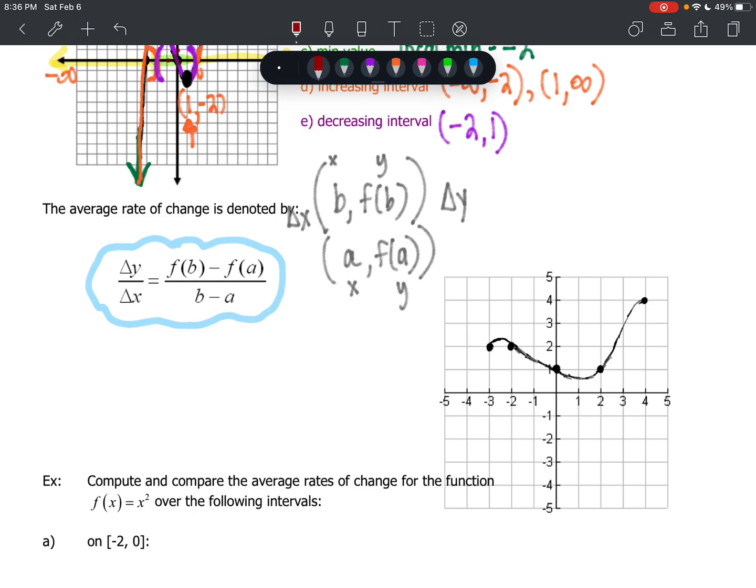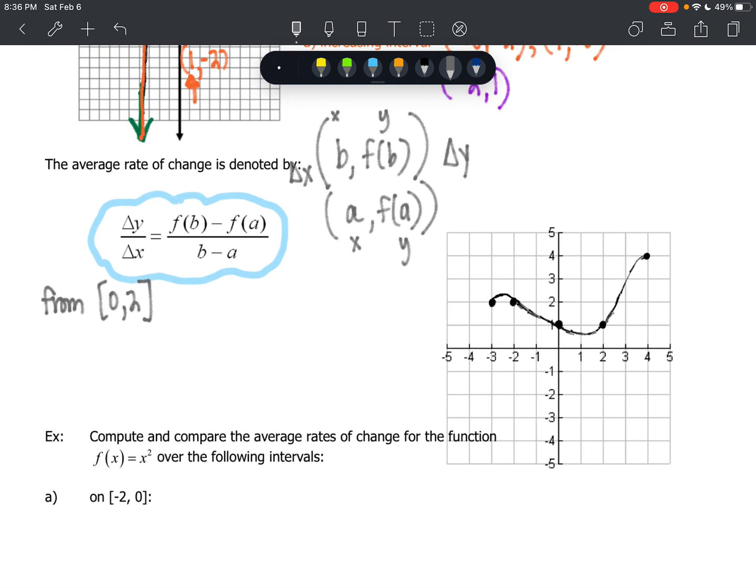Let's look at this graphically. I like the graphical representation before we start working with numbers, so that you can see what's happening. Let's look at what's happening from 0 to 2. What is our change in y? Well, graphically, we can see that there is no change in y. So this is going to be 0.